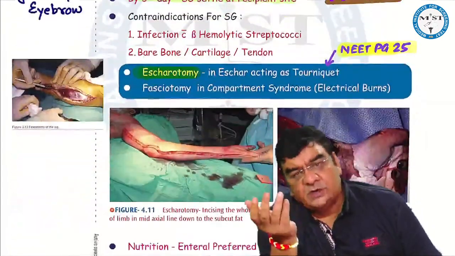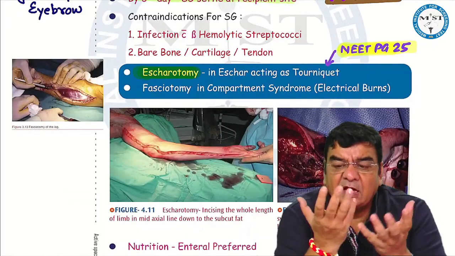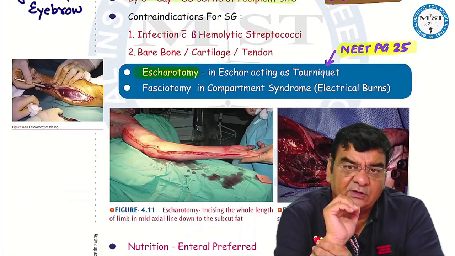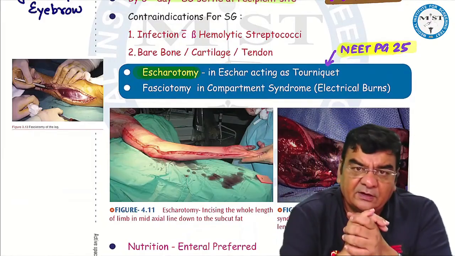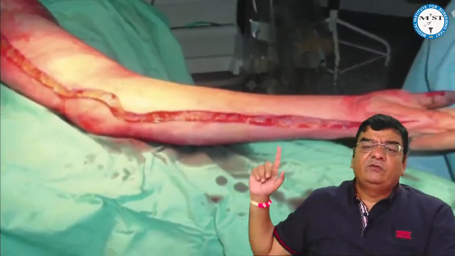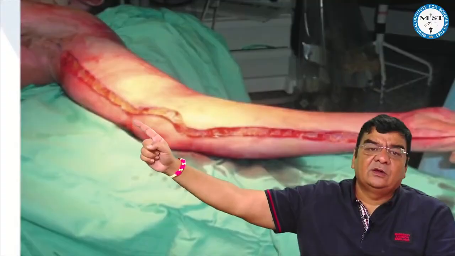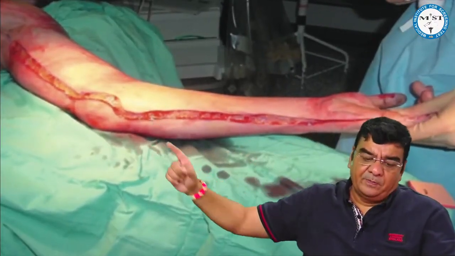Other surgeries which can be done in burn patients sometimes: in deep burns where a scar has formed, it can act as a tourniquet, especially if it is circumferential, and this can lead to compression of the underlying vessels. So we need to do a scarotomy, where we have to incise the skin, a longitudinal incision, so that it does not act as a tourniquet.